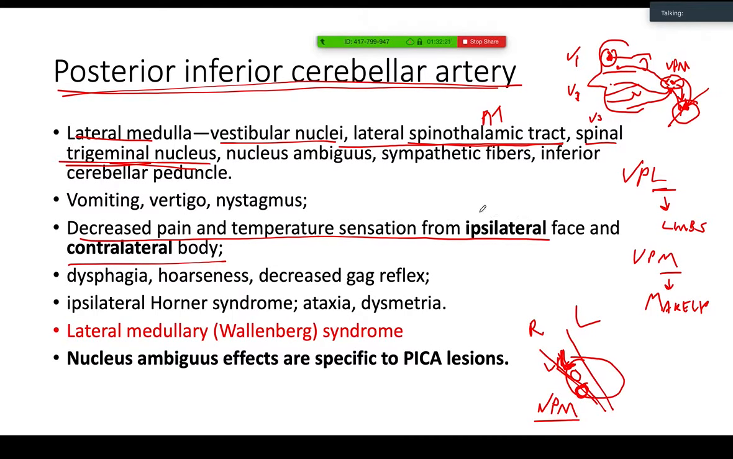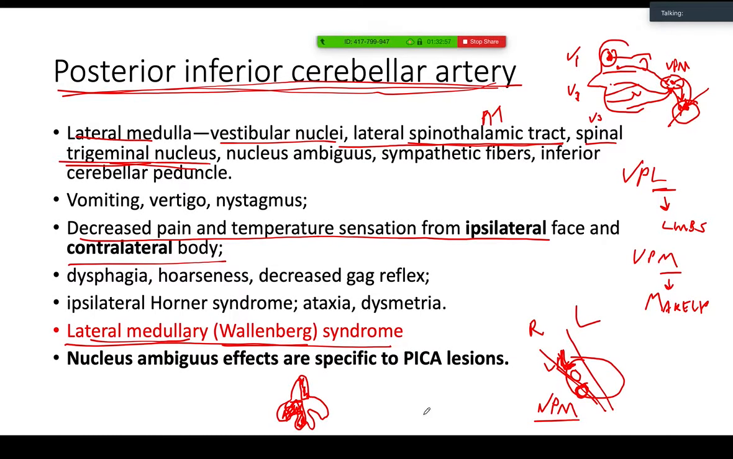Okay? What we call this is our lateral medullary syndrome, aka Wallenberg syndrome. But I really want you to start thinking about if you have a patient, and I can draw my patient here, who has a loss of sensation from one side of their face and a loss of sensation from the other side of their body. I want you to start thinking about this PICA, P-I-C-A, and our lateral medullary syndrome.